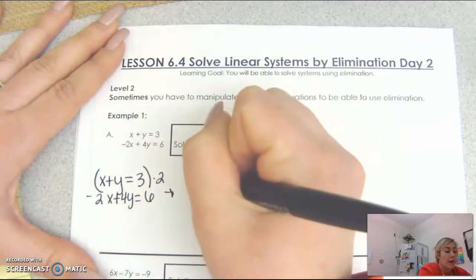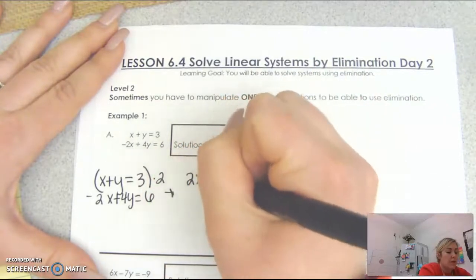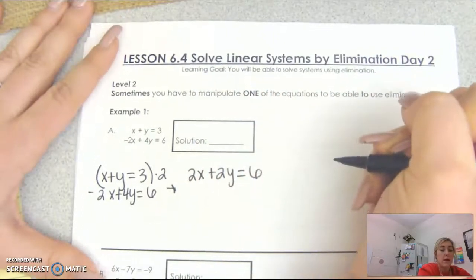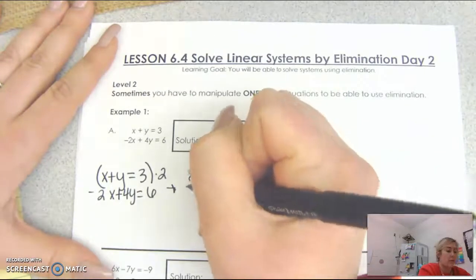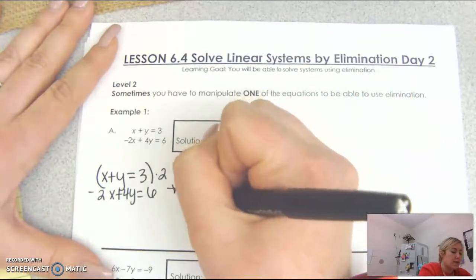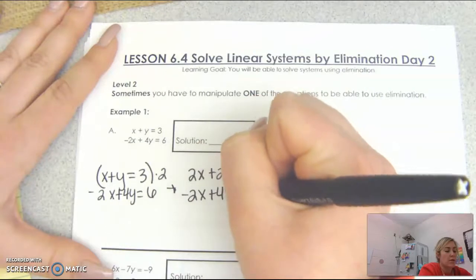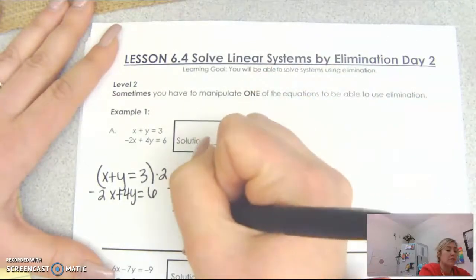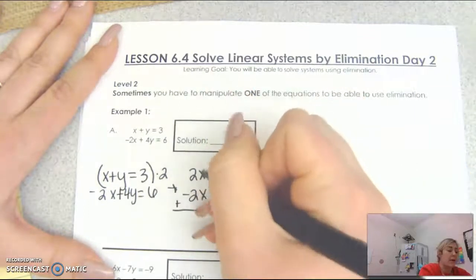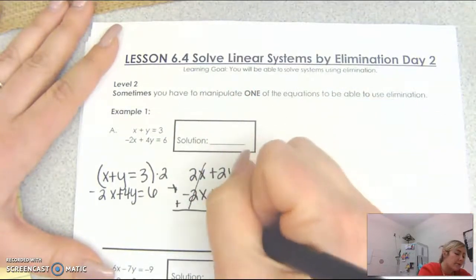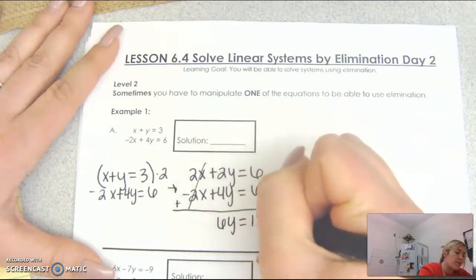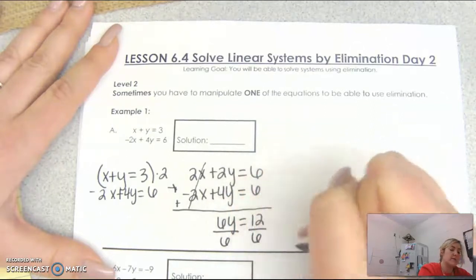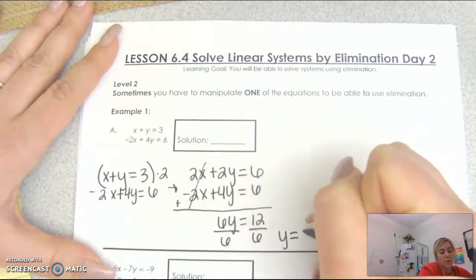So now on the top, I will have 2x plus 2y equals 6. And on the bottom, I'm just going to write it exactly how it was: negative 2x plus 4y equals 6. Now I can just add straight down like I have been. My x's will cancel, and I'll have 6y equals 12. I can divide both sides by 6, so y equals 2.